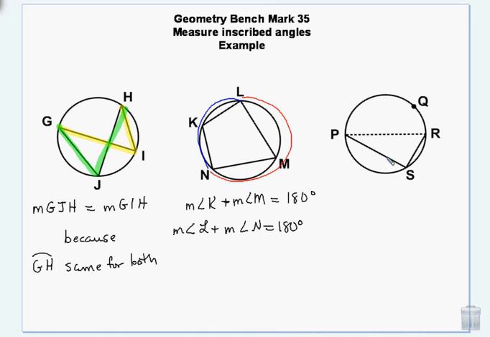Okay. And then finally we have this PRS thing with a point Q. The measure of angle PRS is 90 degrees. And I know that because this is a semicircle. And a semicircle is 180, and so this is half of that. Okay, and that's when PR is a diameter.